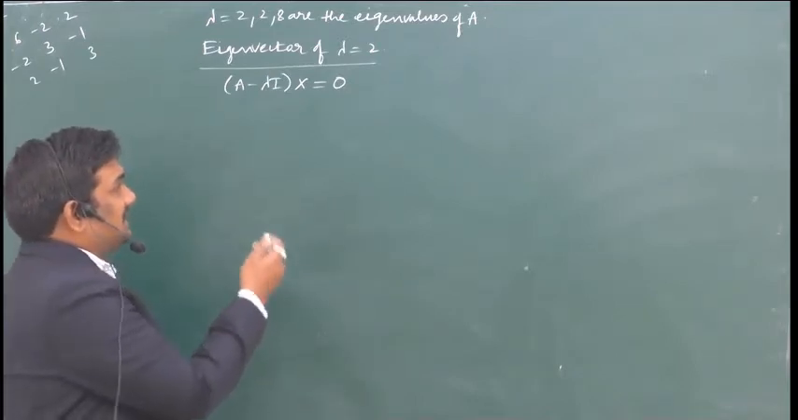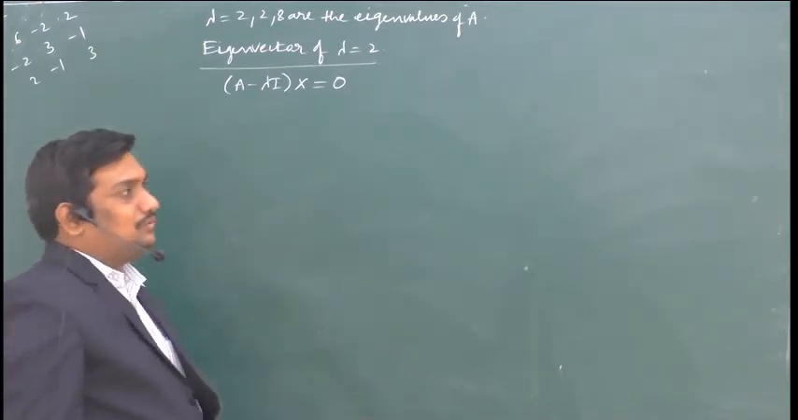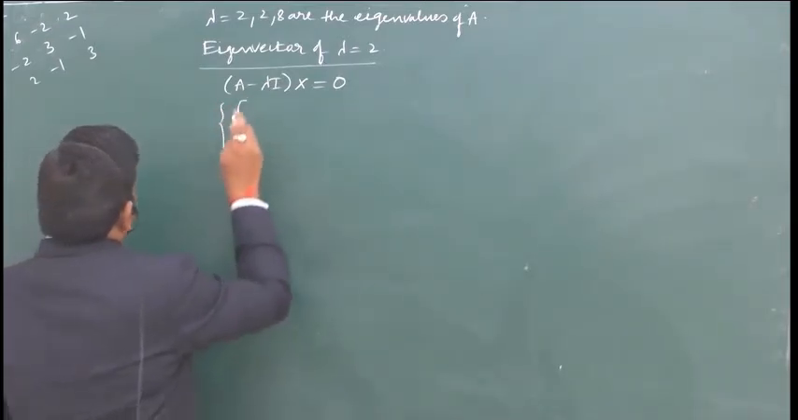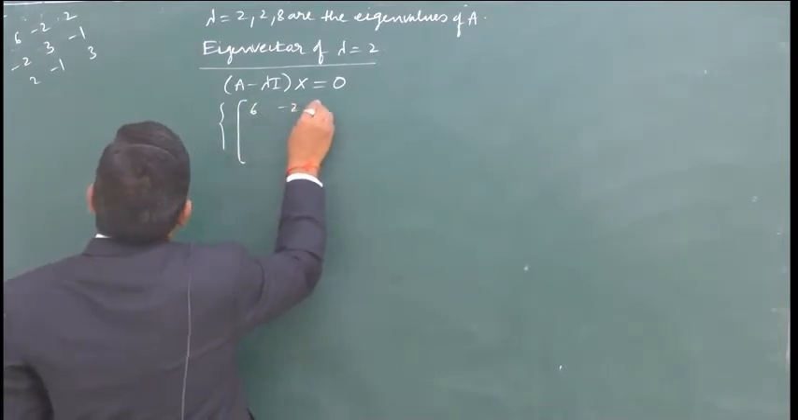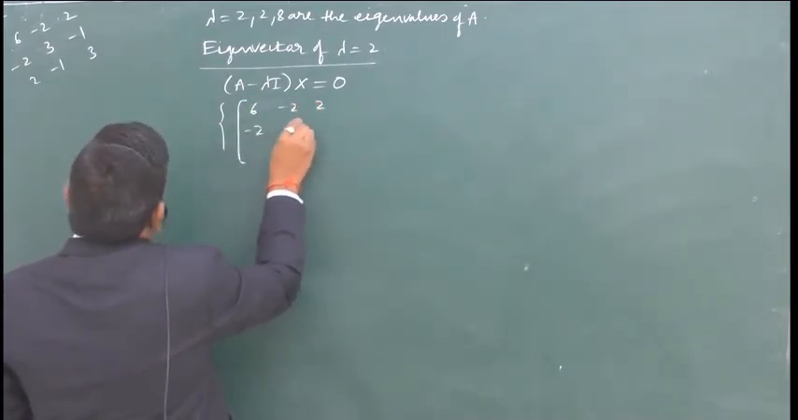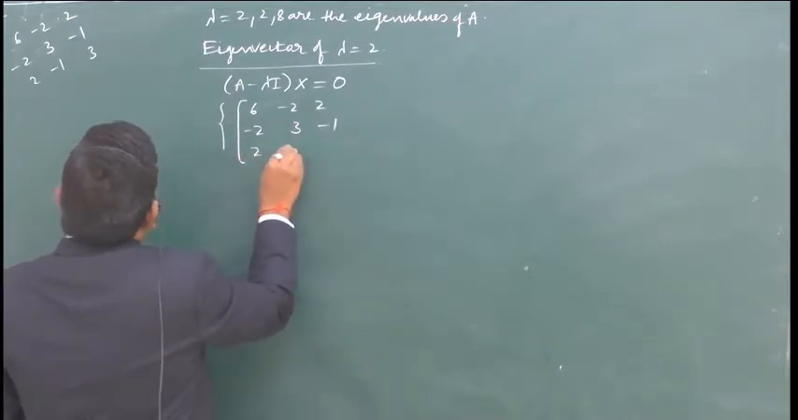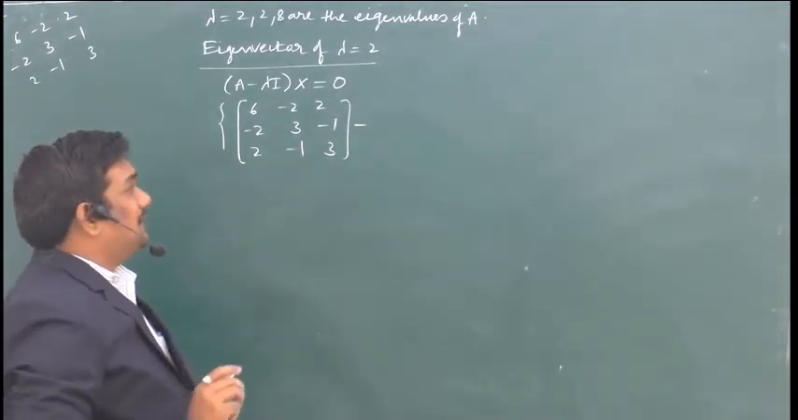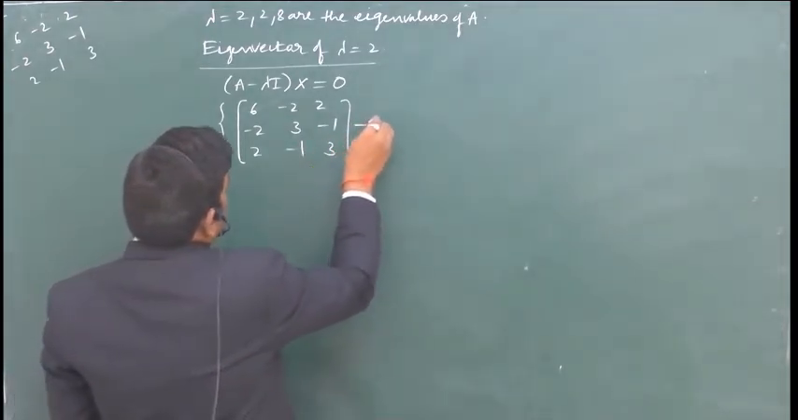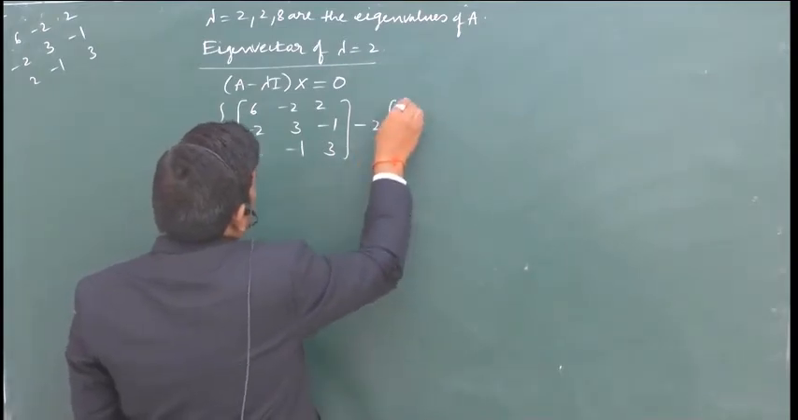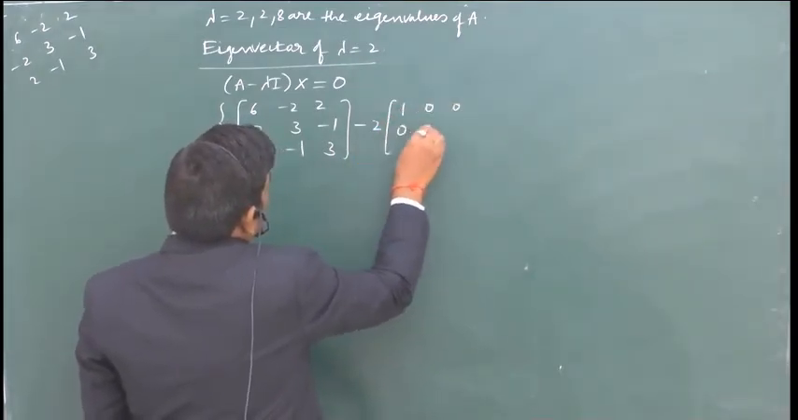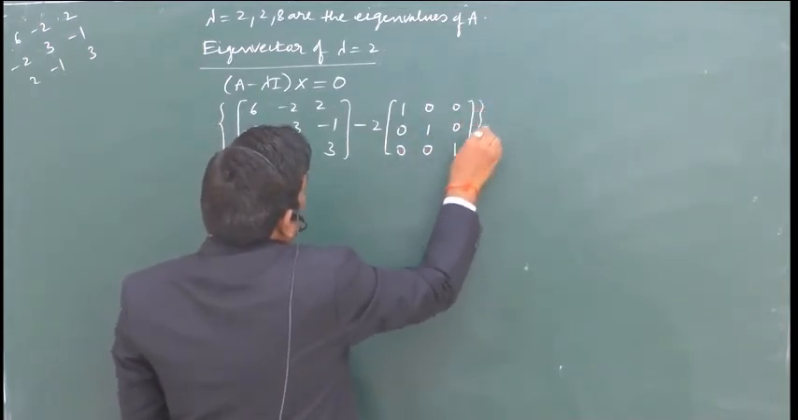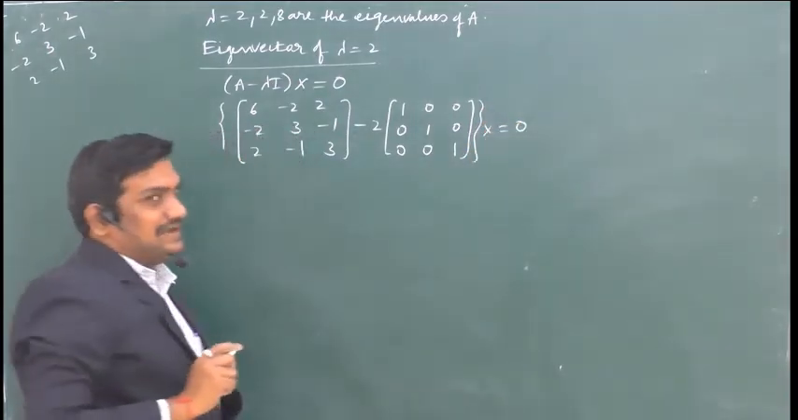Now let us start simplifying this homogeneous system. A is the given square matrix, that is 6, minus 2, 2; minus 2, 3, minus 1; 2, minus 1, 3. Lambda is the eigenvalue, here 2, and I is the identity matrix 1 0 0, 0 1 0, 0 0 1, into capital X equals the null matrix.